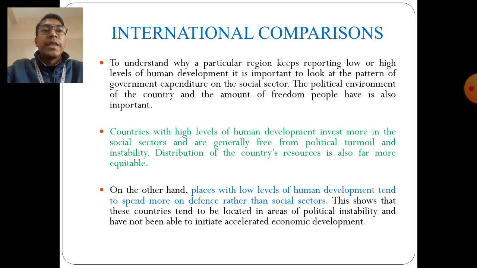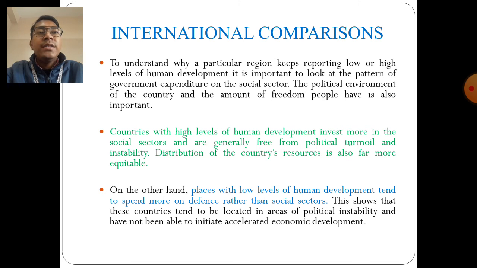So here you see, to understand why a particular region keeps reporting low or high level of human development, it is important to look at the pattern of government expenditure on the social sector. The political environment of the country and the amount of freedom people have is also important. So basically we saw that there are many countries in the very high and the high level of human development. There are countries placed in the medium level of human development, and there are many countries which have been placed in the low level of human development.